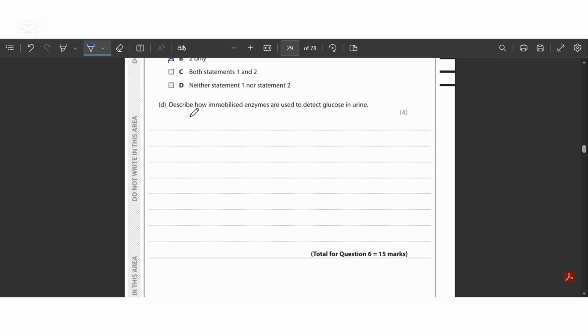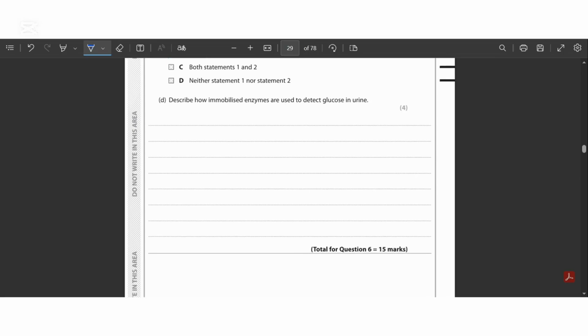It says, describe how immobilized enzymes are used to detect glucose in urine. So this is a 4-marker question. It has asked us how immobilized enzymes are used in detection of glucose in urine. Before we start to solve this question, let's see one more piece of information.